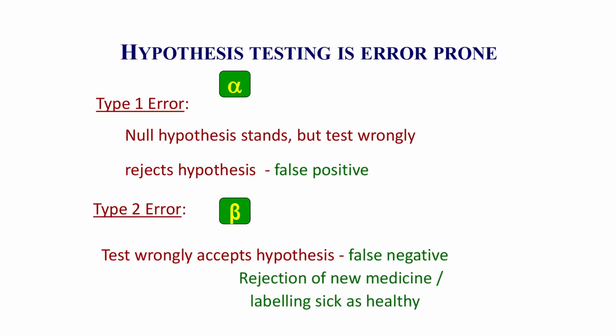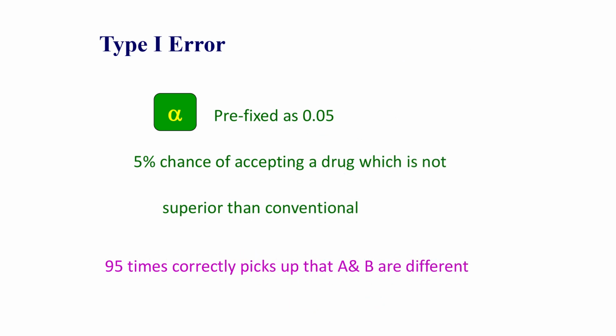Then the next concept which comes in hypothesis testing is the type of error. I'm sure you must have heard about these errors, type 1 error and type 2 error. The type 1 error is also known as alpha error or false positive error, where the null hypothesis stands, but the test or the experiment wrongly rejects the hypothesis. So actually the null hypothesis is true, but the test wrongly rejects it. That is a false positive. The type 2 error is where the test wrongly accepts the hypothesis, which is called a false negative.